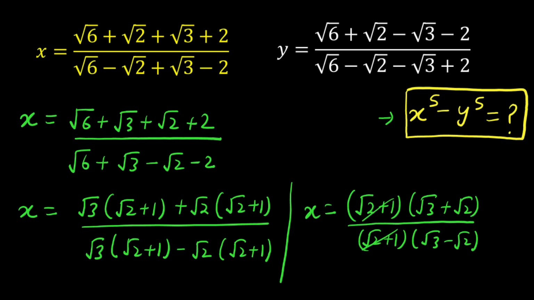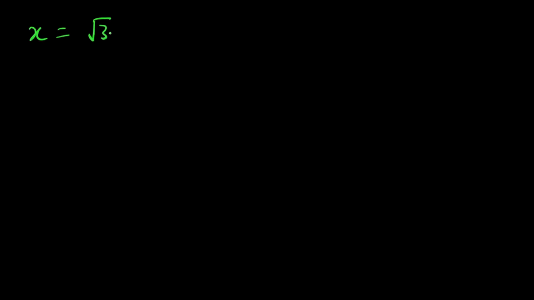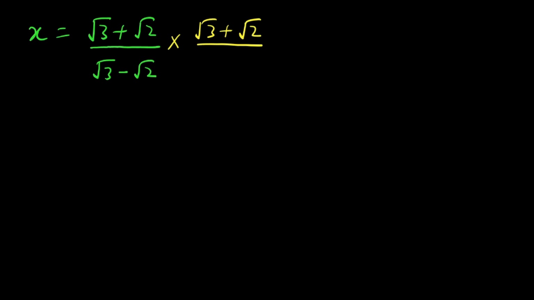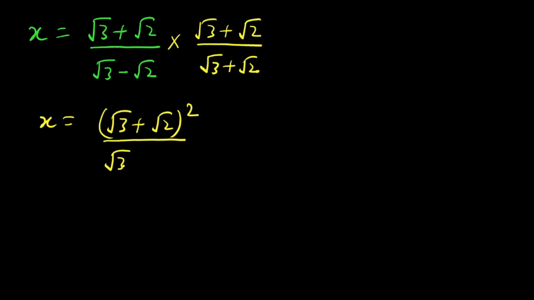Then the value of x = (√3 + √2) / (√3 − √2). Now here we will apply rationalization. If we multiply by √3 + √2 in the numerator and √3 + √2 in the denominator, then x = (√3 + √2)² in the numerator, and in the denominator (√3 − √2)(√3 + √2).